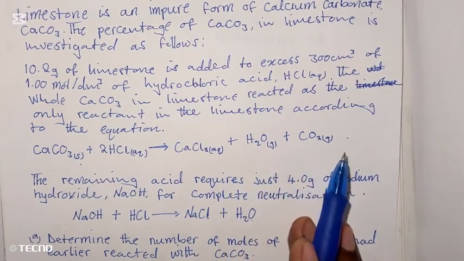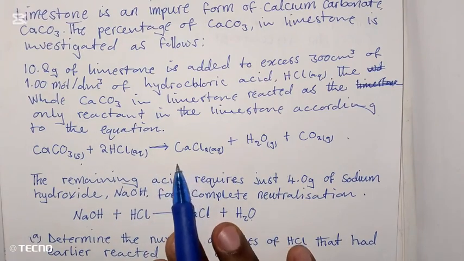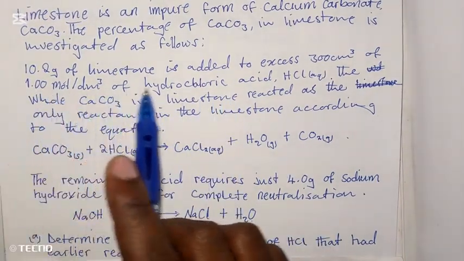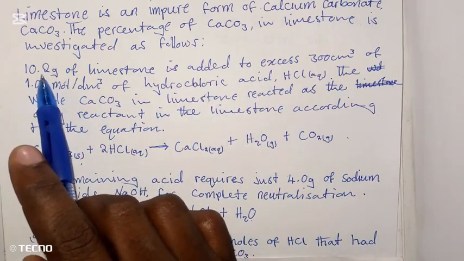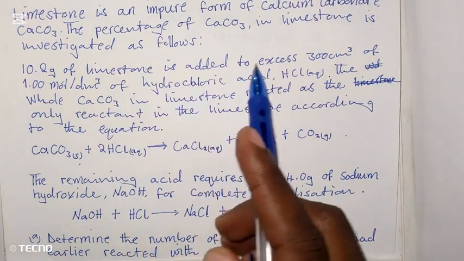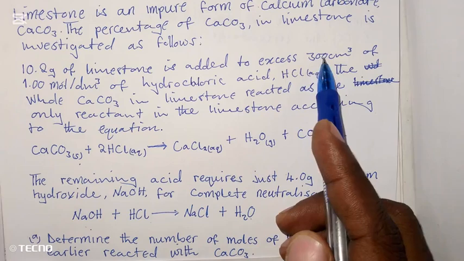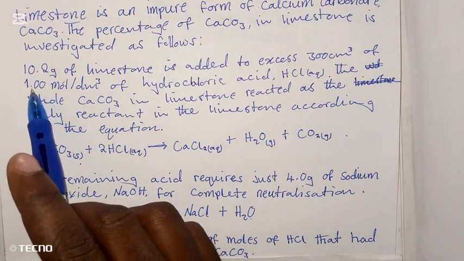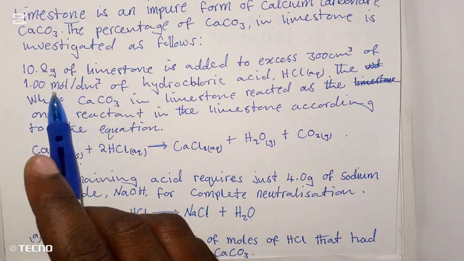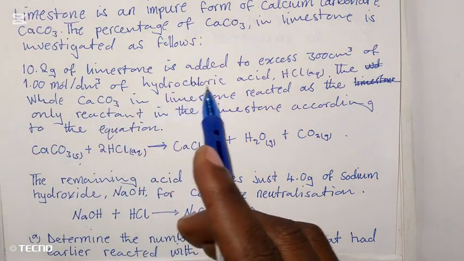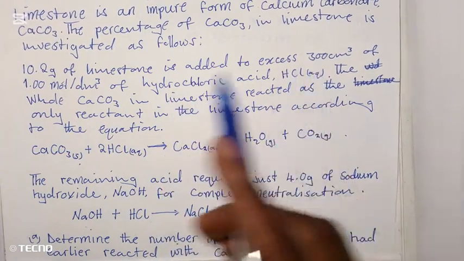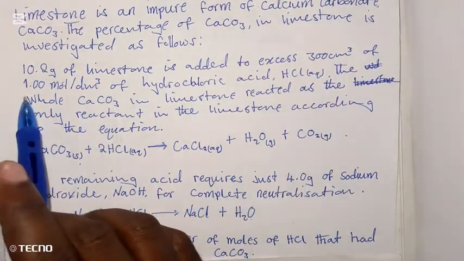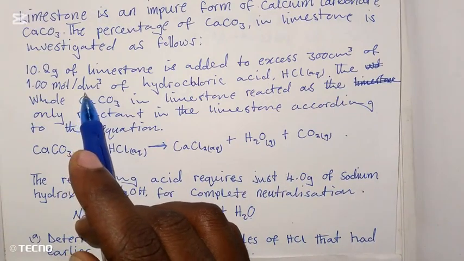So now for us to answer, first thing we can find the moles of hydrochloric acid given this information, because in this information we are told that 10.2 gram of limestone is added to excess 300 centimeter cube of 1.00 mole per decimeter cube of hydrochloric acid. So these figures are for hydrochloric acid. This is the volume for hydrochloric acid, and this is the concentration for hydrochloric acid.